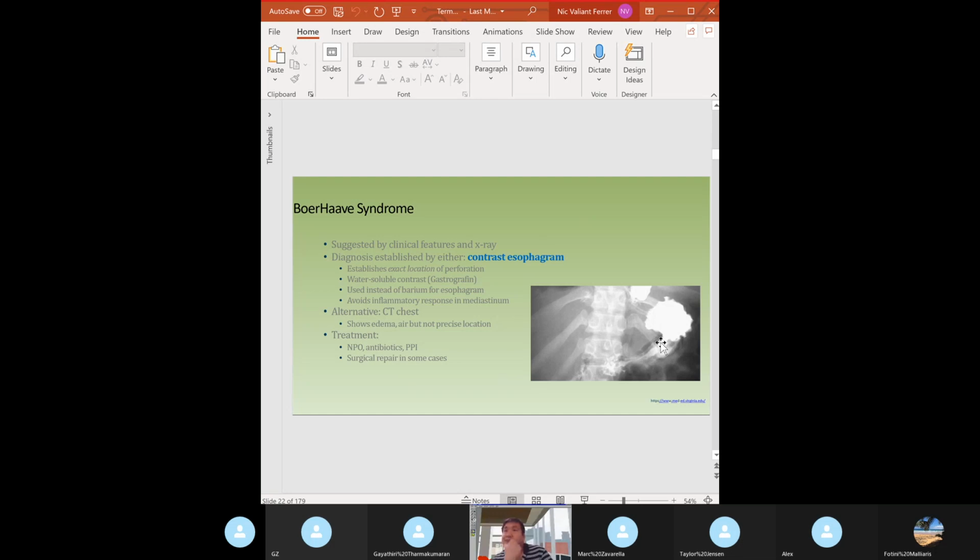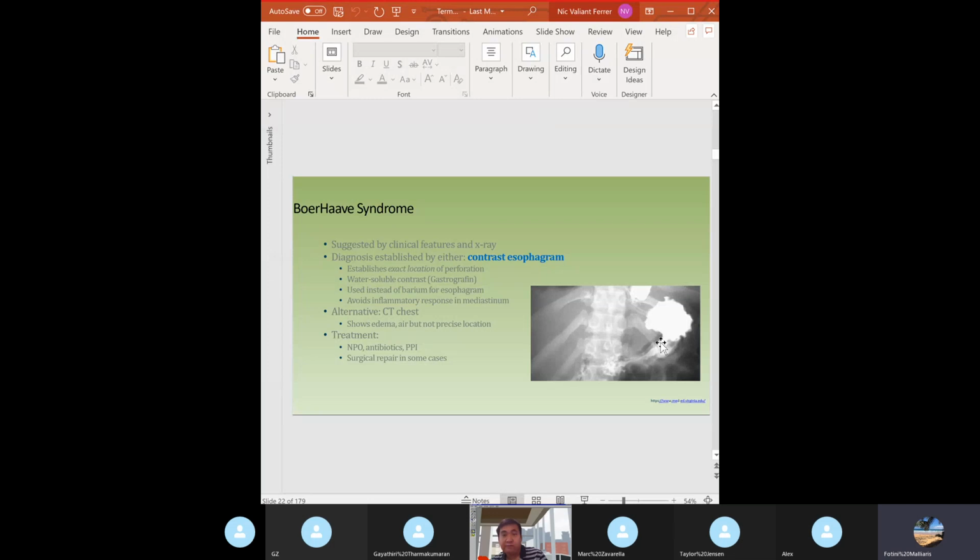What site of the esophagus can we see Boerhaave syndrome? Is it the upper, middle, or lower esophagus? Distal esophagus. Why do you think it's in the distal esophagus? What's missing in the distal esophagus in terms of anatomy? Let's go back to anatomy. What's missing in the distal esophagus?